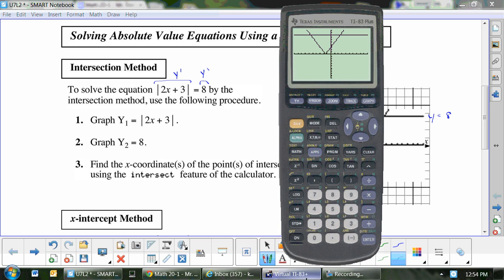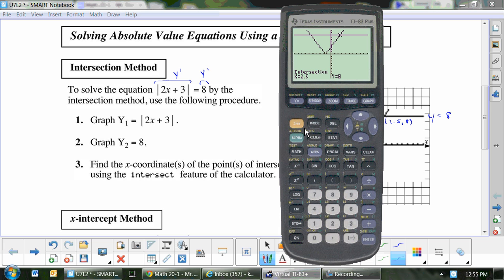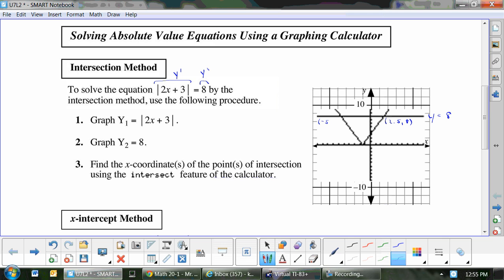Then you find your intercepts just like we have been doing for the past few months. So second trace, intercept, enter, enter, enter. This one is at 2.5 and 8. Then you want to find the other one, so you go second trace, intercept, and you move that all the way over. Enter, enter, enter, and you get negative 5.5 and 8. So we get two solutions, negative 5.5 and 2.5. The only thing really new that we've learned for this part is how to put absolute values in our calculator. Solving for x using this is something we've been doing for a long time.